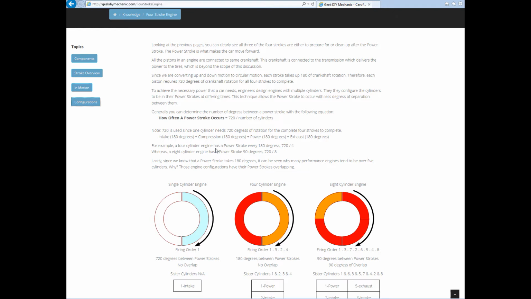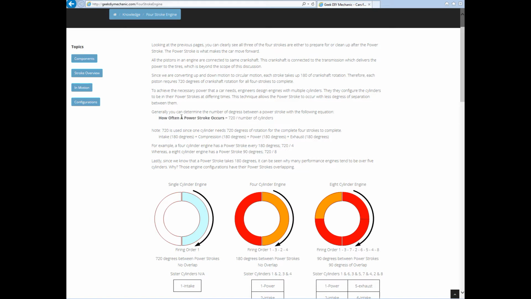Let's talk to that. So a single cylinder engine, classically in a weed whacker, mower, edger, that are gasoline, that is, they usually have one cylinder. So how often is power being applied? Well, let's take this equation here.